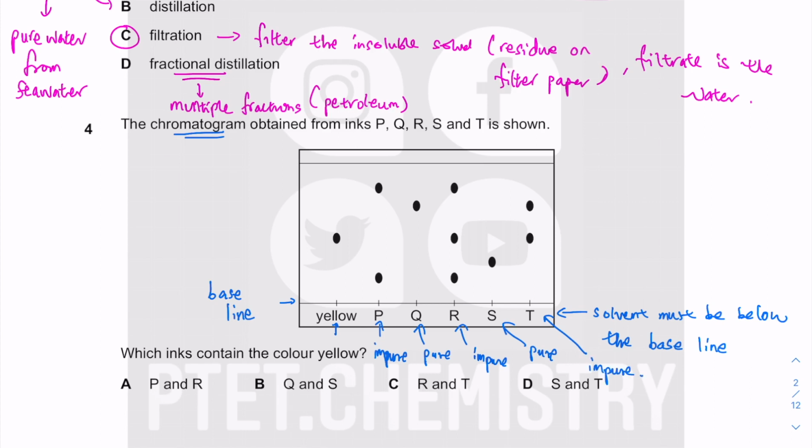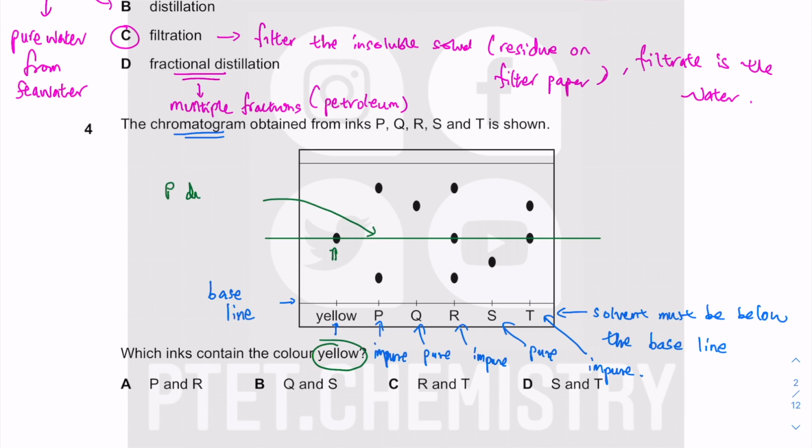Okay, which inks contain the color yellow? So this is where you need to compare the horizontal level. This is the pure color of yellow. It traveled this much distance. So what does this mean here? P does not have a spot here, so P does not contain yellow. Because this is the yellow spot, P does not contain yellow.